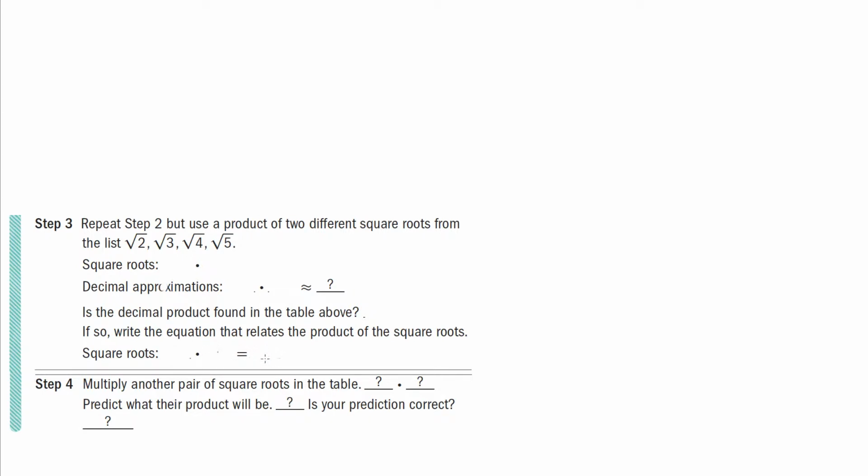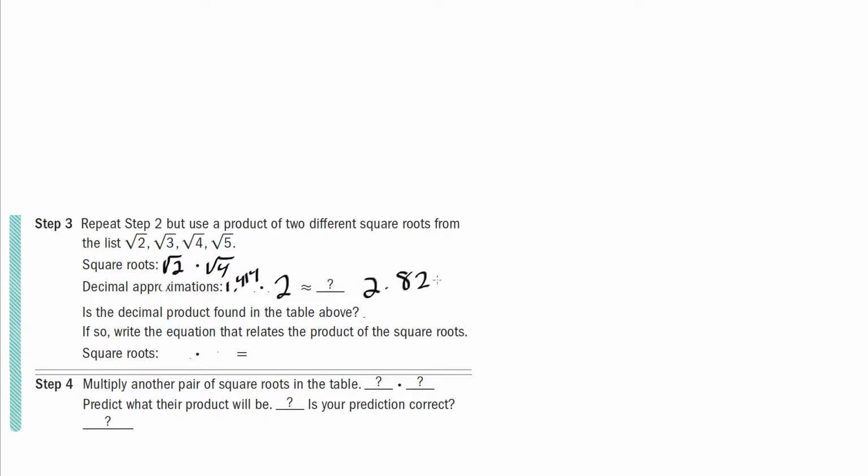Okay, so what did you choose for your square roots? Oh, you chose 2 and 4. Okay, so root 2 times root 4, and I had my decimal approximations, 1.414, and root 4, oh, that's 2, wow. And so 2 times that would be 2.828.